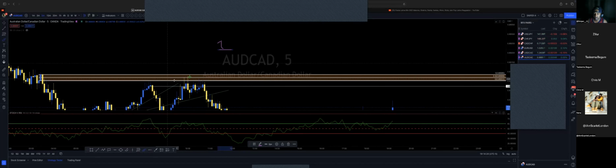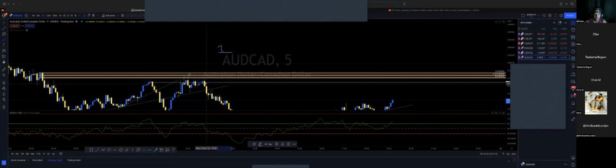Now let's talk a little about double ups. A double up is basically when we're looking to sell. Let's say we are looking to sell. I'm going to use a perfect example right here. Let me clean this chart up.